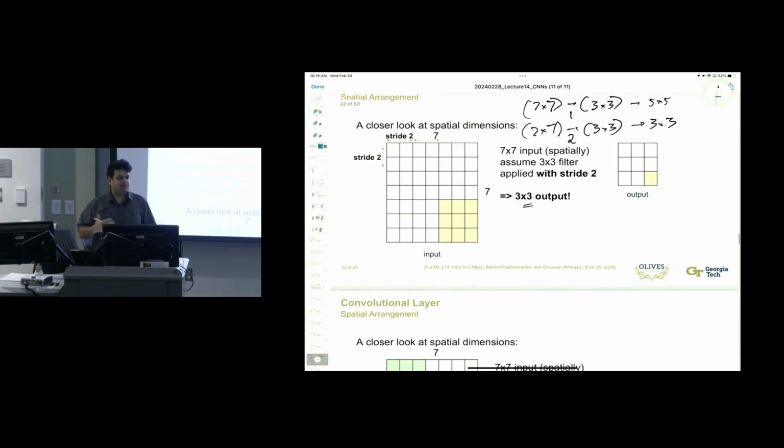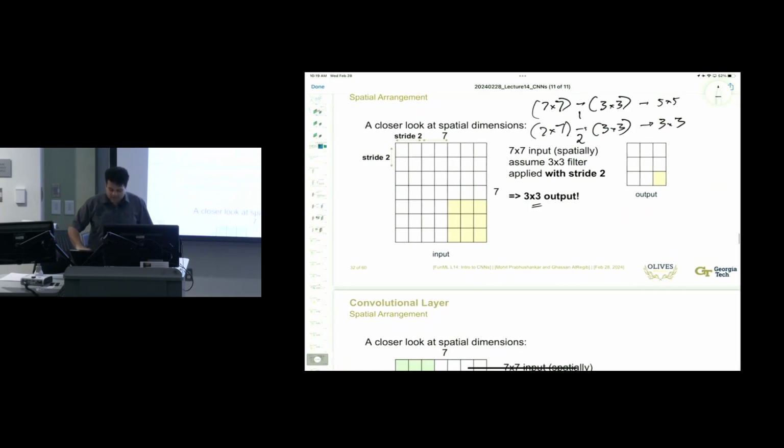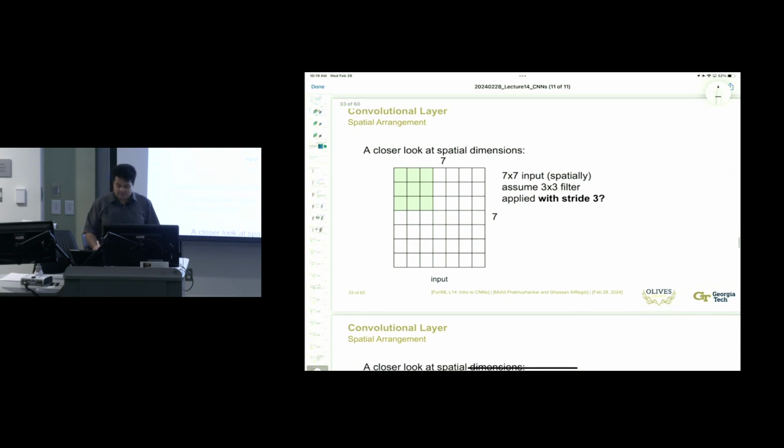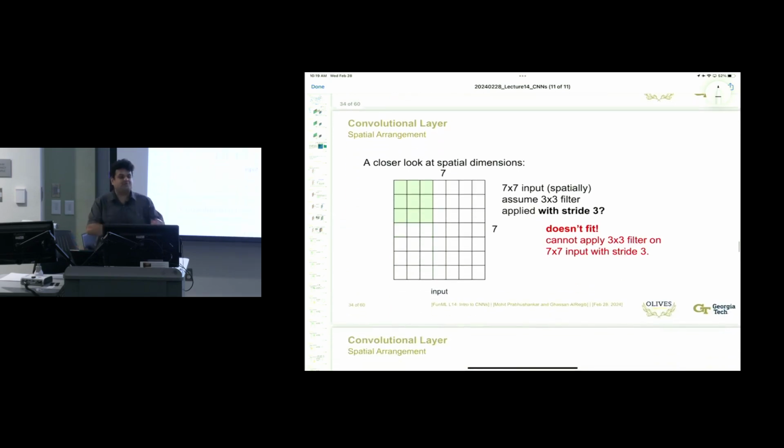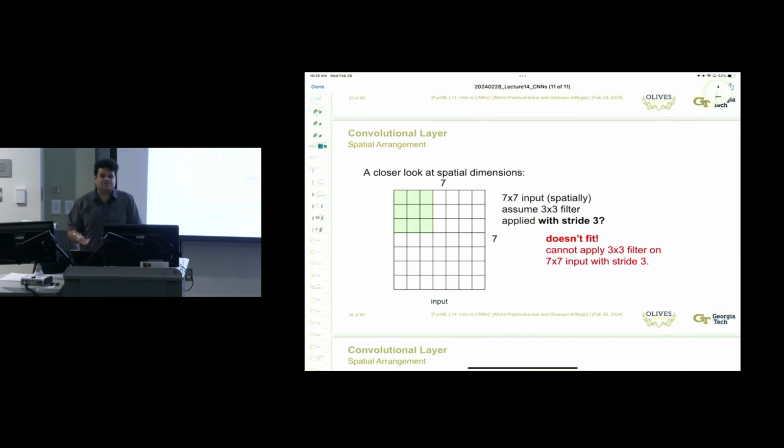Now, let's say that I want my stride to be even more. Instead of just stride 2, I want stride 3. So what happens is now you will move this entire framework by 3 times. So it's going to be something like this. There won't be any overlap between the previous patch that you're looking at and the current patch. So the problem is it doesn't fit, right?